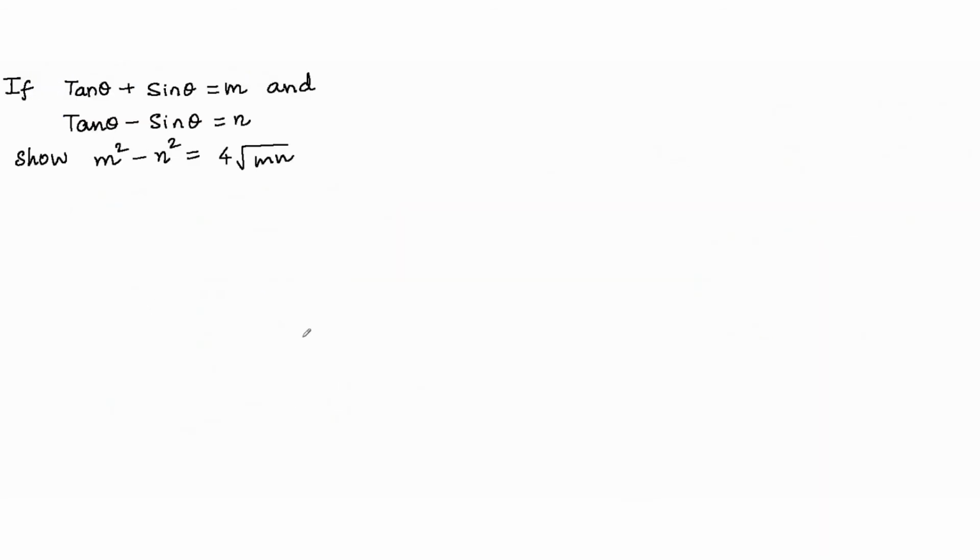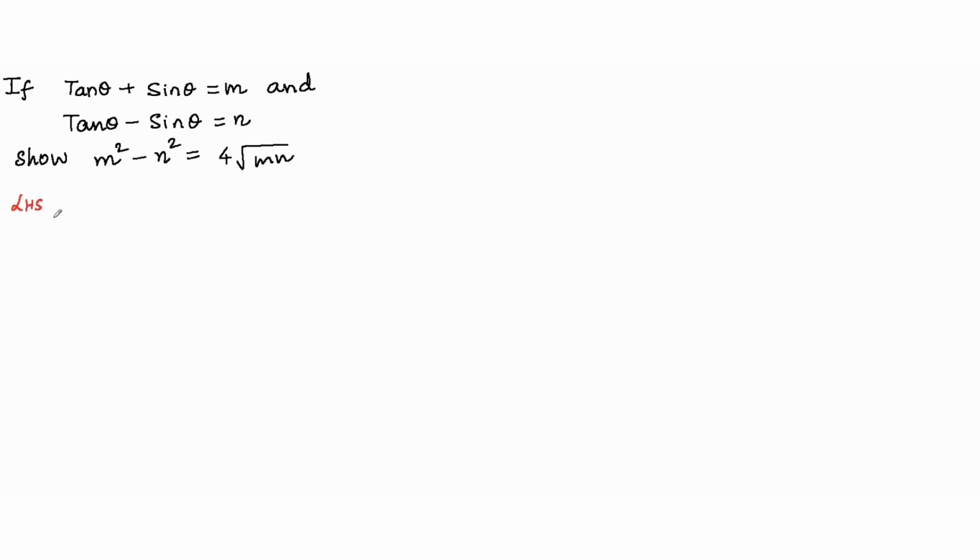Consider the following question. If tan theta plus sin theta is equal to m and tan theta minus sin theta is equal to n, then show that m square minus n square is equal to 4 root mn. I can quickly notice that I can find m square here. I can also find n square here. So let's do that. I think in this particular problem, we will have to evaluate the LHS as well as the RHS. So let's start with the LHS.